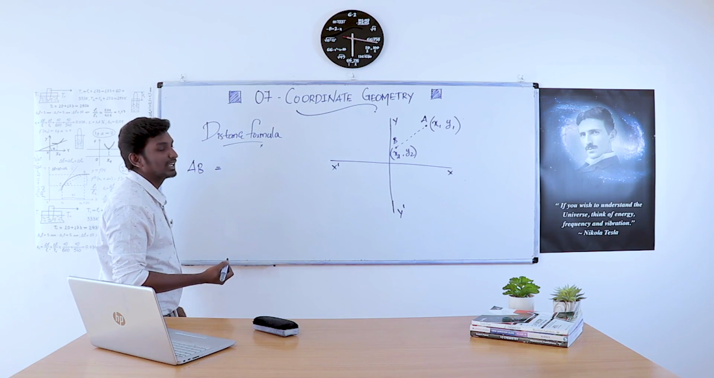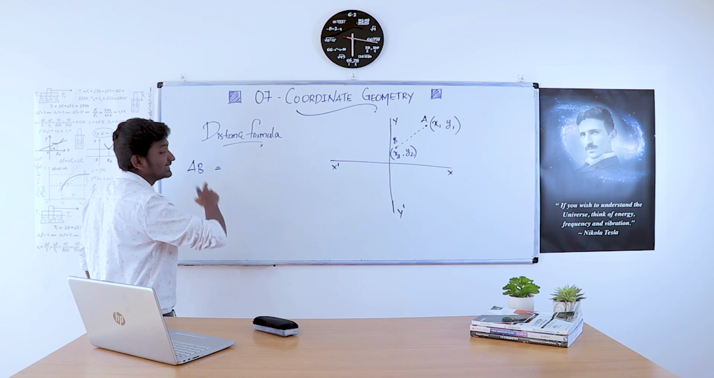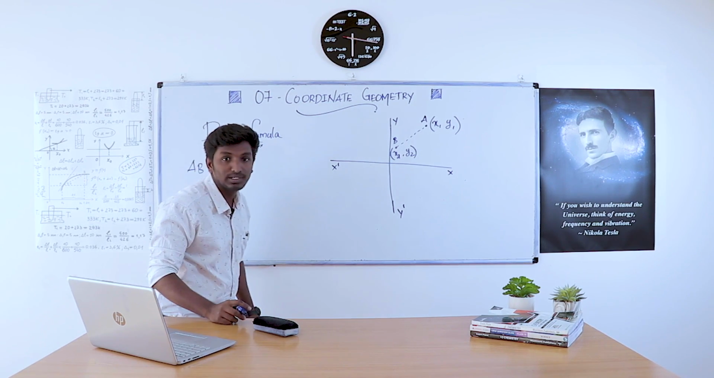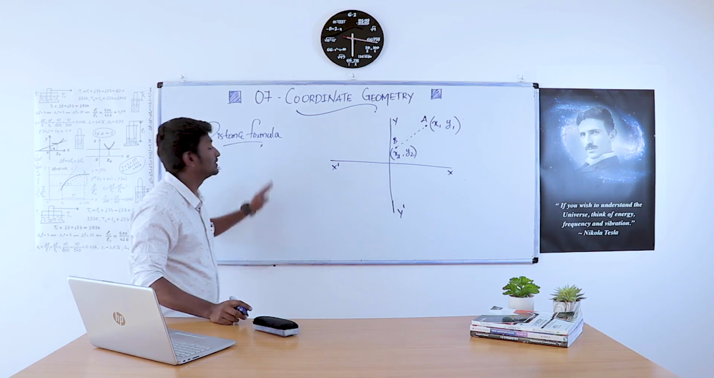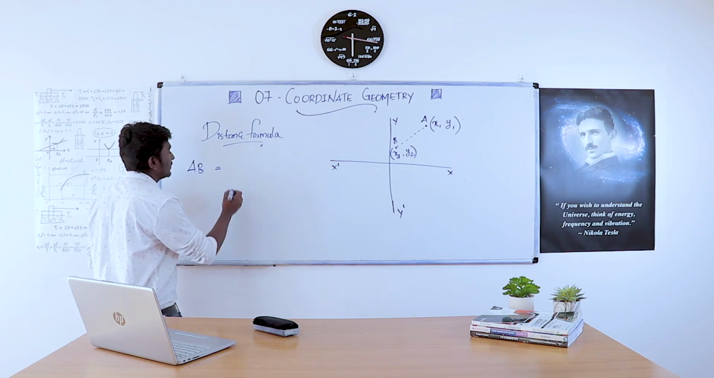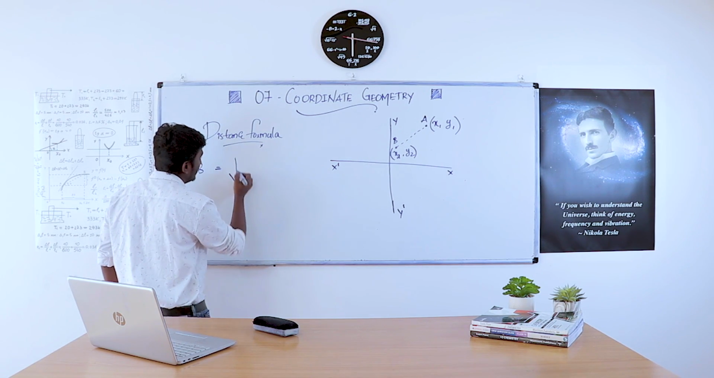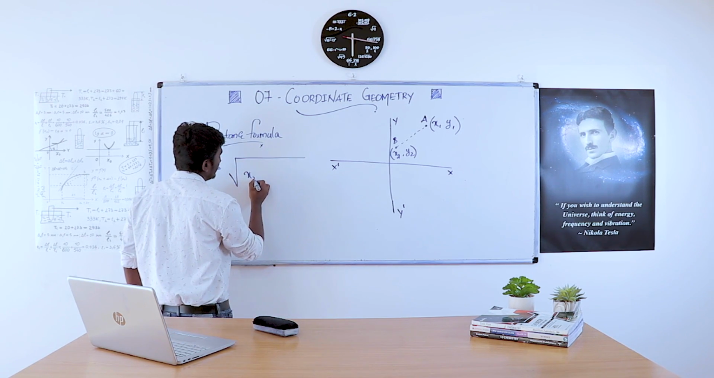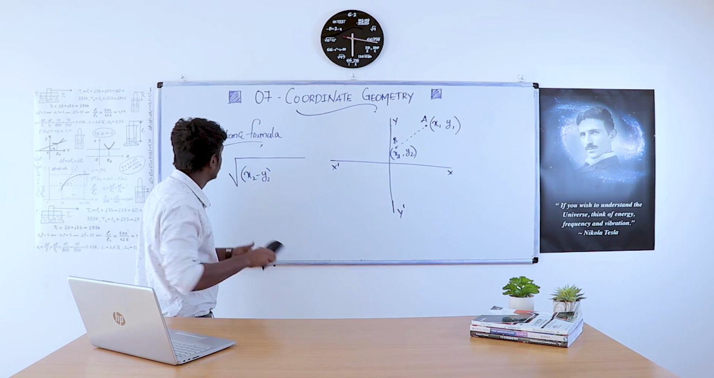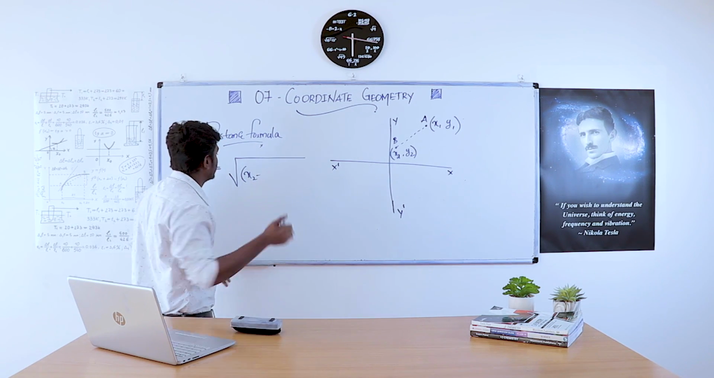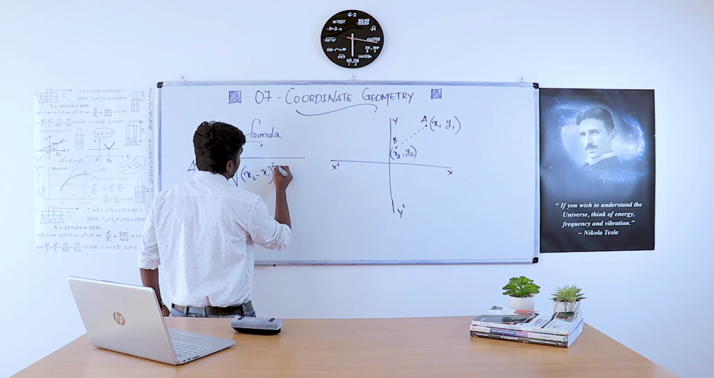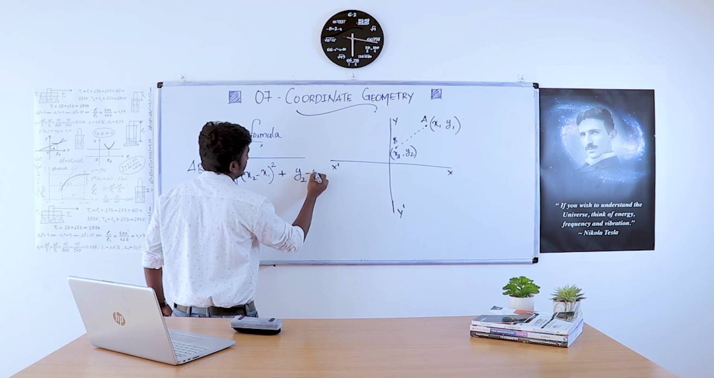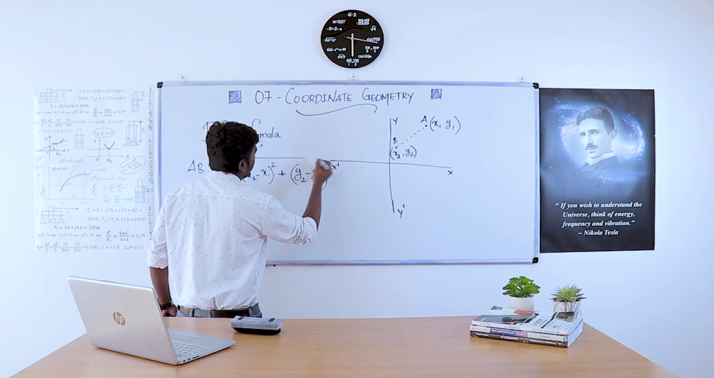For finding the distance, we have a formula, known as the distance formula. You need to learn the formula by heart, then you can easily solve the problems related to it. The formula for finding the distance between 2 points, here A and B, is that the distance AB is given as x2 minus x1 the whole square plus y2 minus y1 the whole square.